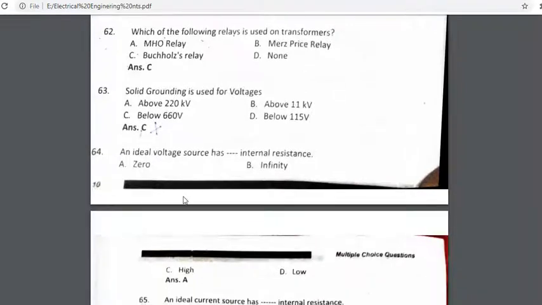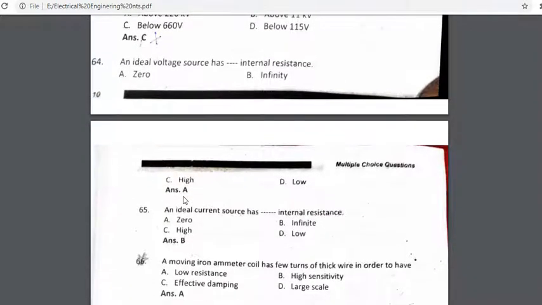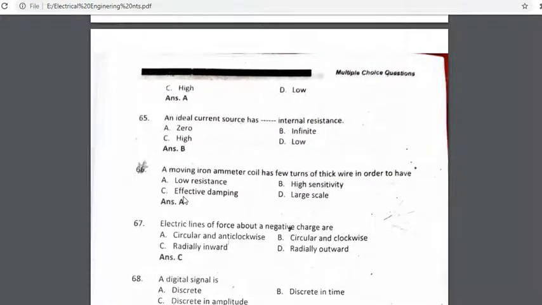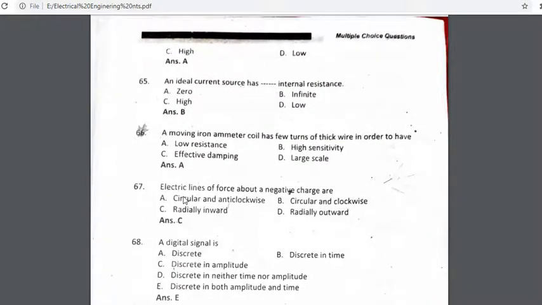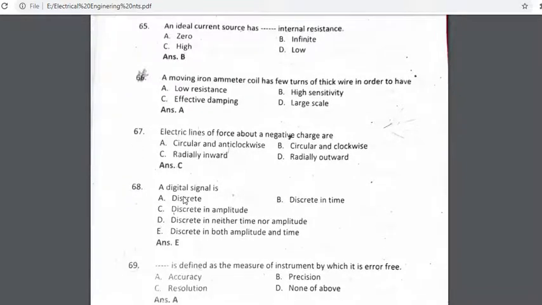An ideal voltage source has what? Zero internal resistance. An ideal current source has infinite internal resistance. In the PMMC path, a moving iron ammeter current coil has few turns of thick wire in order to have low resistance. Electric lines of force about a neutral charge are radially inwards.